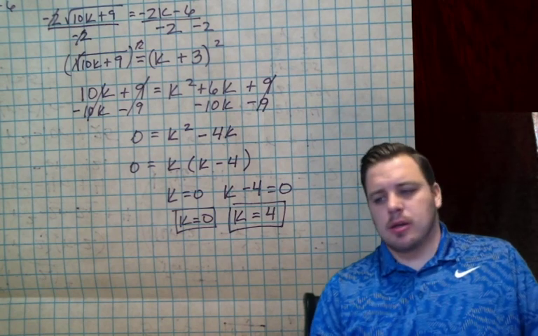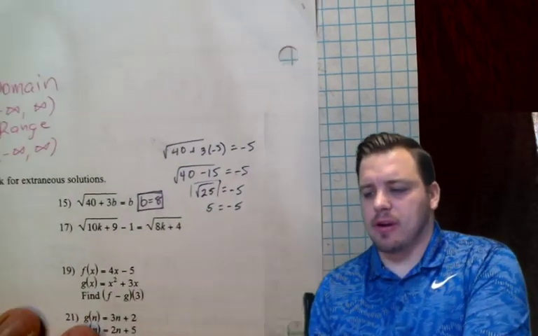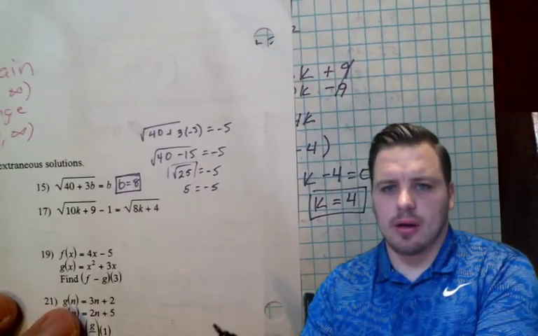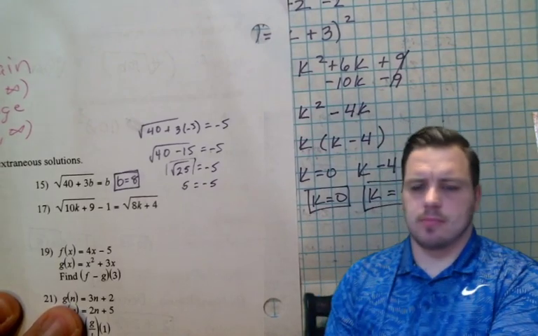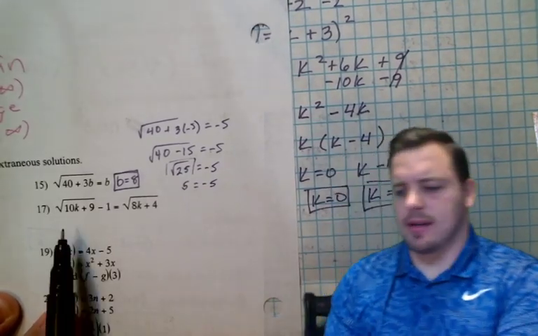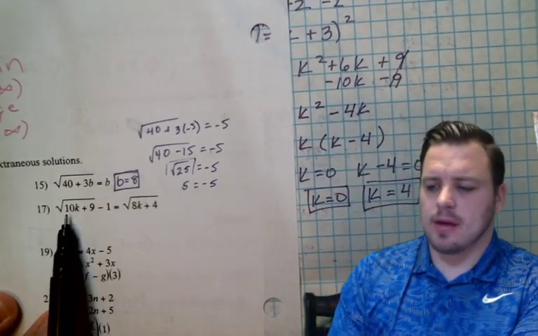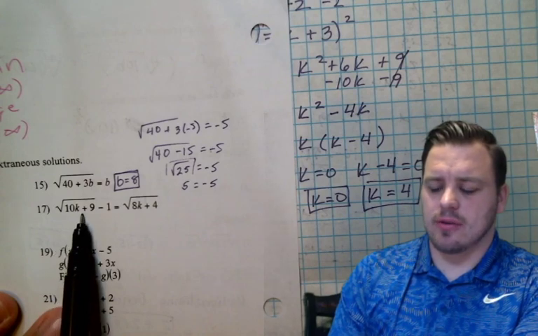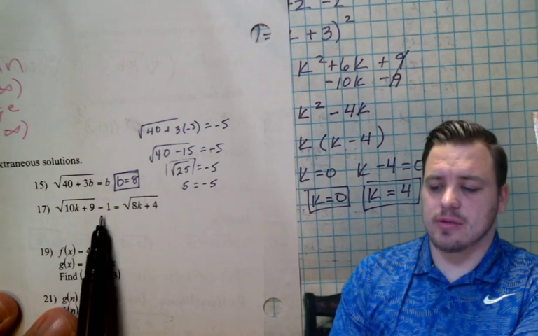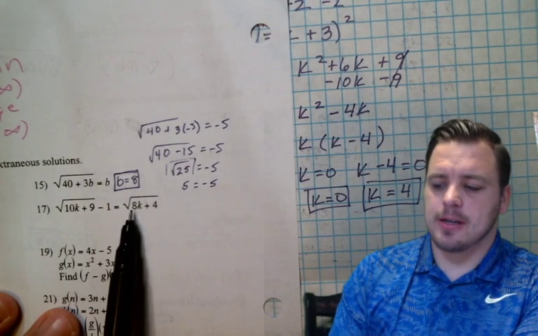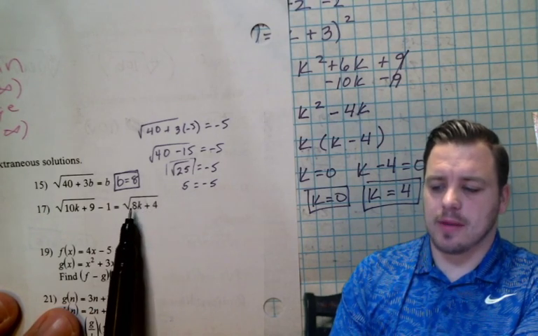Okay, so then when we come over here to number 17 and we plug a 0 into here, that would be 9, square root of 3. Square root of 9 is 3. 3 minus 1 is 2. Put a 0 in there. That's positive 4. And then square root of 4 is 2.